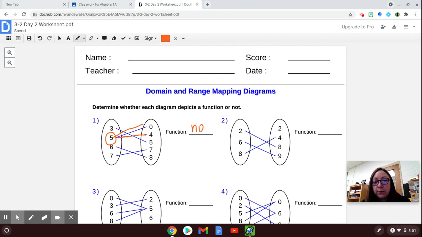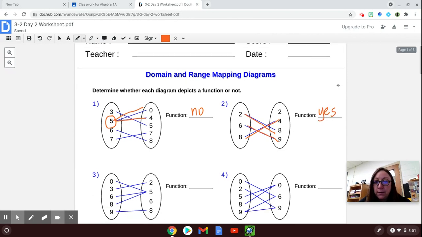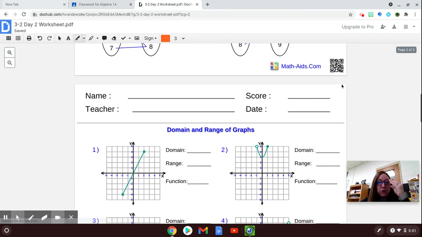Okay, if we look at number 2, you can see that each one of these inputs only maps to one output. So in that case, the answer is yes, that would be a function. All right, let's take a look at the next page.